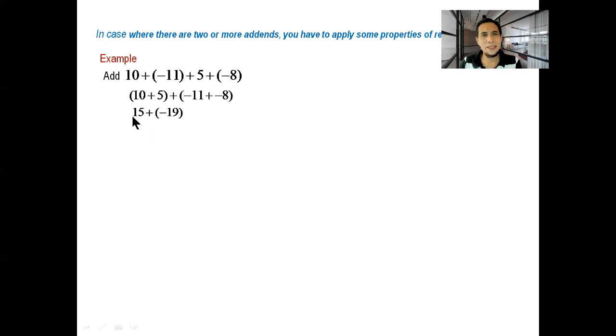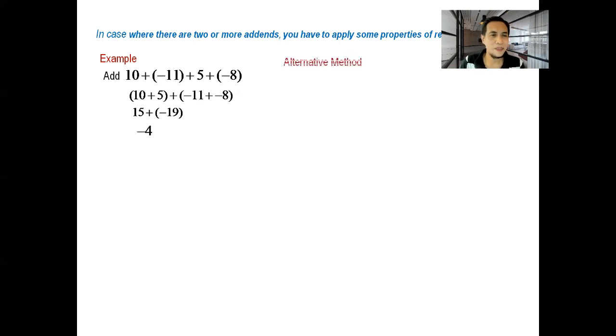Now, we are adding two opposite numbers, the positive and negative. So what will be the process? Get the absolute value of 15, which is 15. Get the absolute value of -19, which is 19, and then subtract 19 minus 15, which is 4. And which is larger, 15 or 19? Of course, it's 19. Therefore, the final answer would be -4.